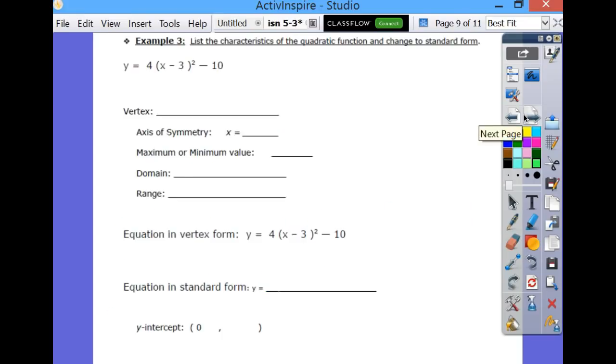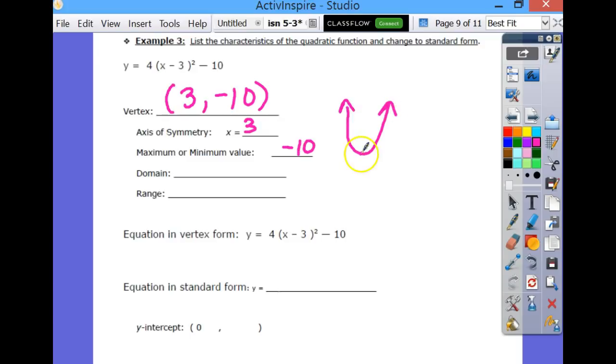Example number 3. We don't have a graph, we just have an equation to look at. But looking at the equation, the vertex is going to be 3, -10. This is going to be the H, but this one changes signs and this one doesn't. The axis of symmetry is going to have to go through the 3, and this maximum or minimum value is going to be at -10. Since this is a positive number, the graph is going to go this way, so this -10 is going to be at the bottom.